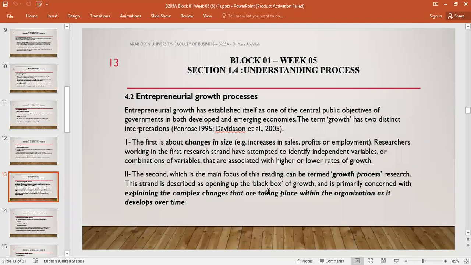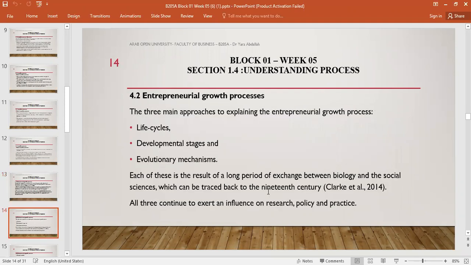Okay, here I'm concerned about what? About changing the miniature itself. How the miniature will change? How the miniature changes in its size? How it will grow? How it can exit in a safe phase, and so on. I am concerned here about development of this miniature over time. There are a lot of models that had explained the entrepreneurial growth process, and we have here 3 models. We are going to discuss these 3 models.